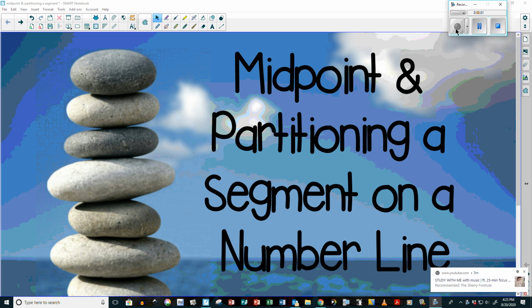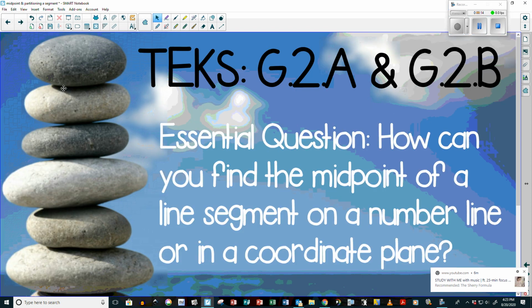Okay, so today we are looking at section 1.3, which is finding the midpoint of a segment and partitioning a segment on a number line. We're going to cover the TEKS G2A and G2B. And our essential question is, how can you find the midpoint of a line segment on a number line or in a coordinate plane? So that's going to be the main thing that we're looking at.